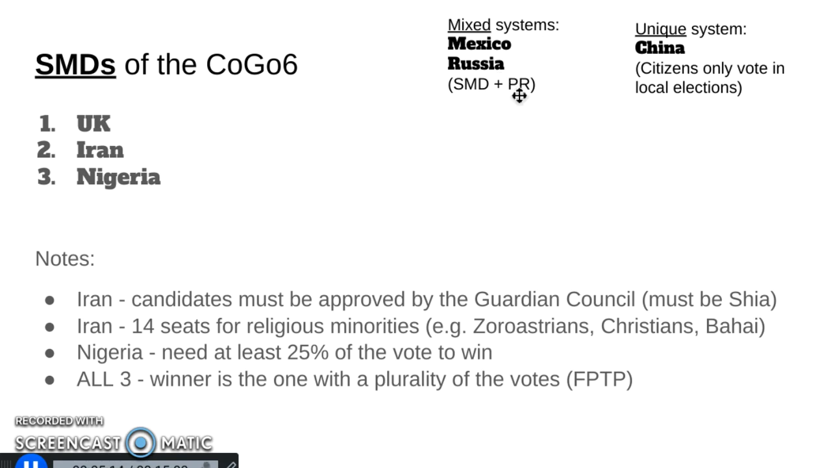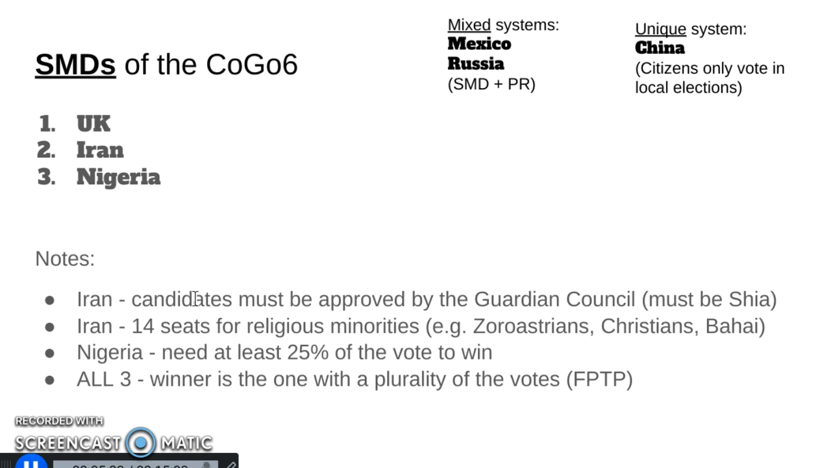And China is completely unique because people do not vote for their national representatives. Citizens only vote at the local level, and the local level representatives vote for the regional level, and the regional level votes for the national representatives in the National People's Congress.